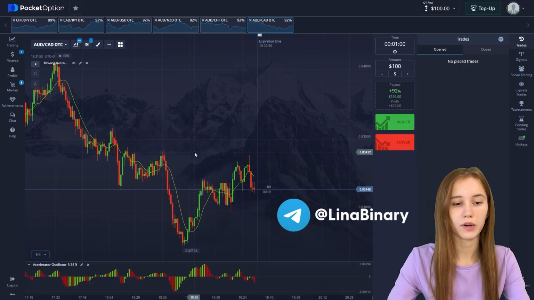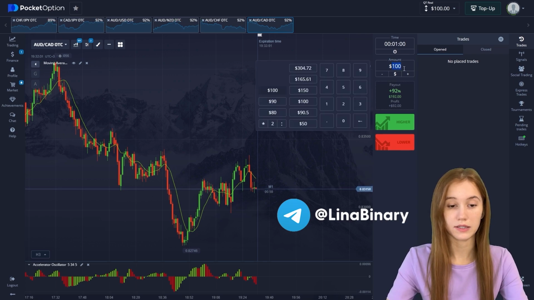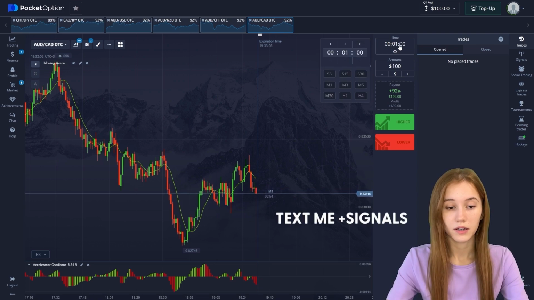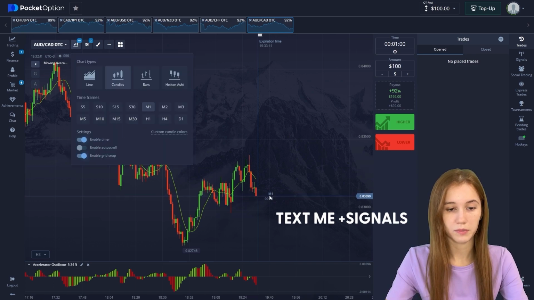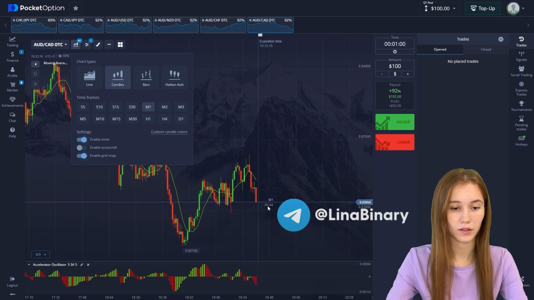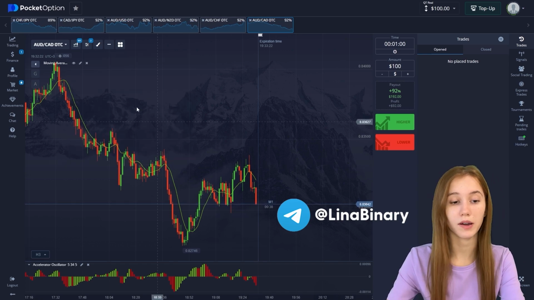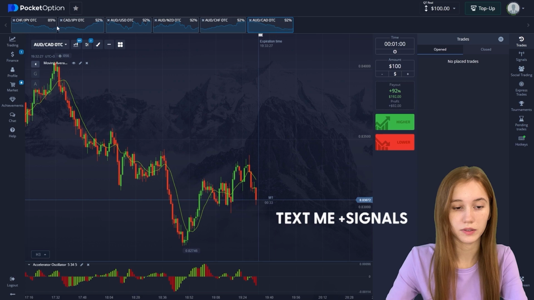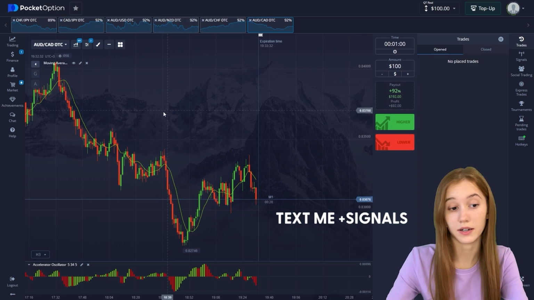Today we will trade on Pocket Option with the amount of $100. Exactly $100. We will have a deal time of 1 minute. The time frame on our chart is also 1 minute, so all the candles are exactly 1 minute.